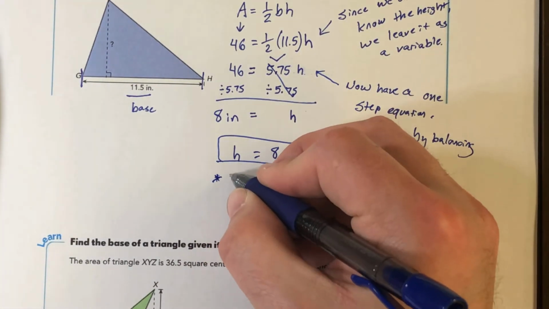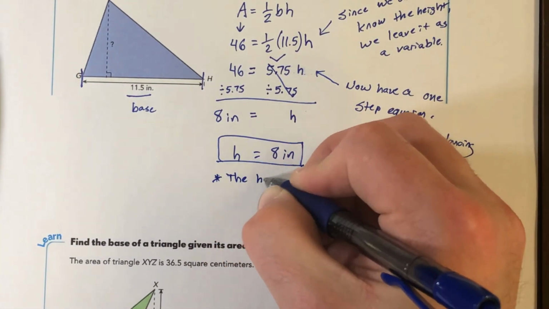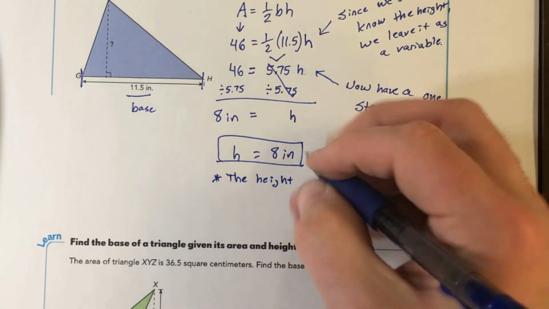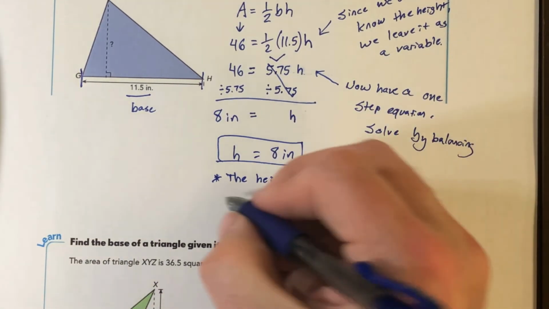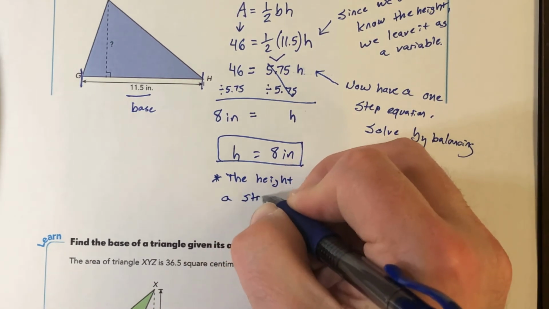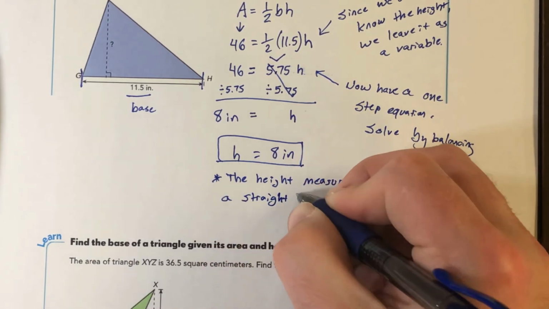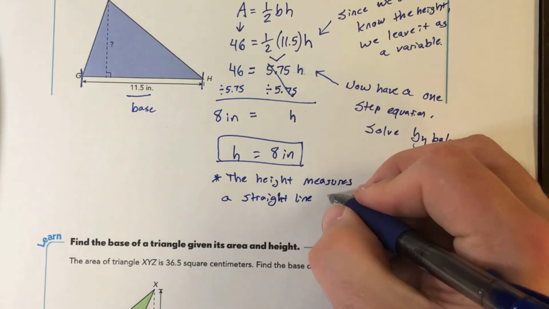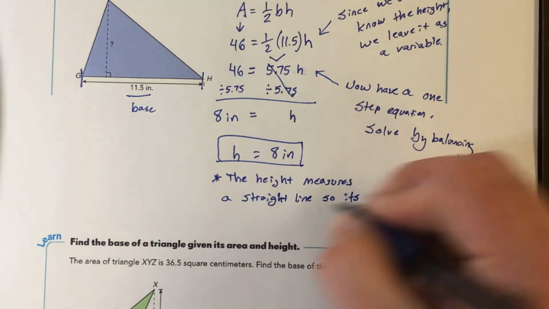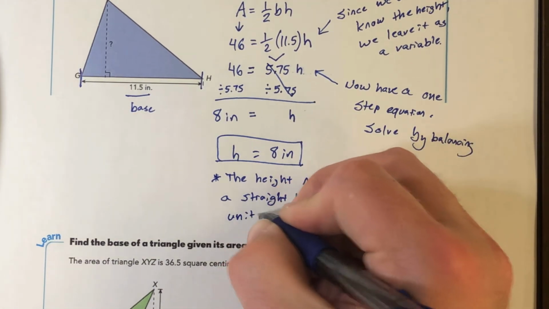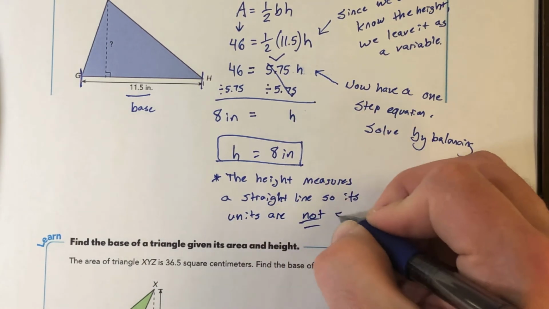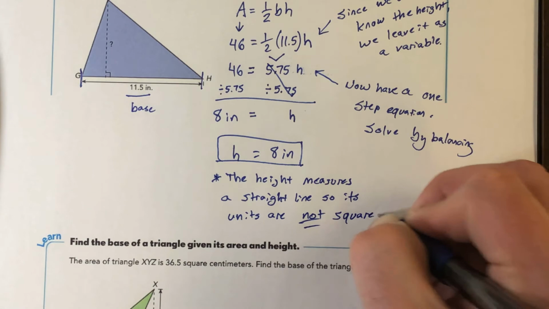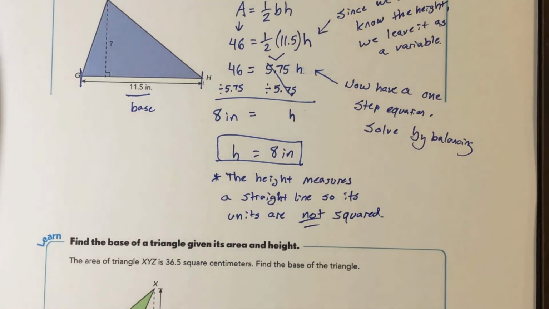So let's note that the height measures a straight line, so its units are not squared. We're not finding area. You're not finding out how many squares will cover a surface.